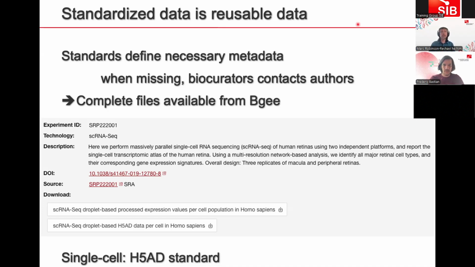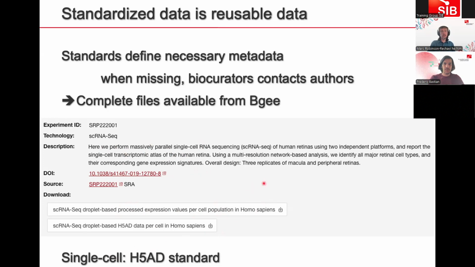And so standardized data is reusable data. And standards define the necessary metadata. The data is the counts of gene expression or the sequence, and the metadata is everything else, what tells you what this data actually is, which species it comes from, which organ, which conditions, and so on. If it's missing, we contact the authors, and then the complete files are available from Bgee. So this is a screenshot from Bgee, you would get the text description and fully curated data with all the metadata standardized.